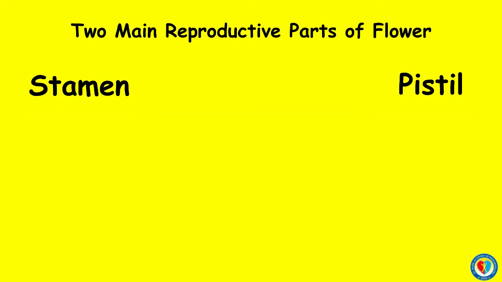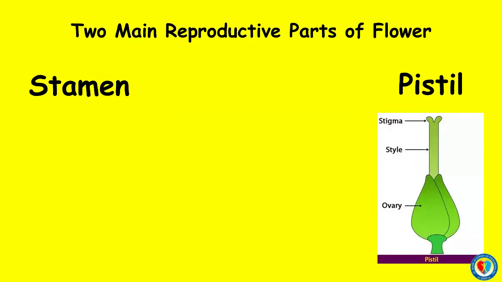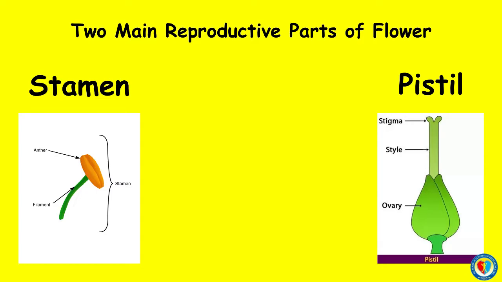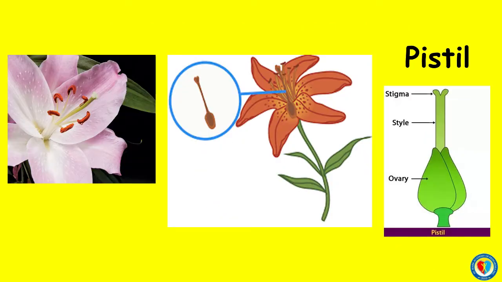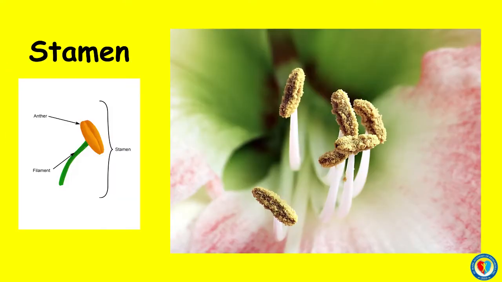The flower has two main reproductive parts, the pistil and the stamen. The pistil is the female reproductive part, while the stamen is the male reproductive part. Inside the pistil is the ovary, where the ovule that contains the eggs can be found. The stamen has the anther where powdery substances are located. These powdery substances are the pollen grains that encase the sperm cells. The stamen is also composed of long and slender stalks called filaments, which support the anthers.